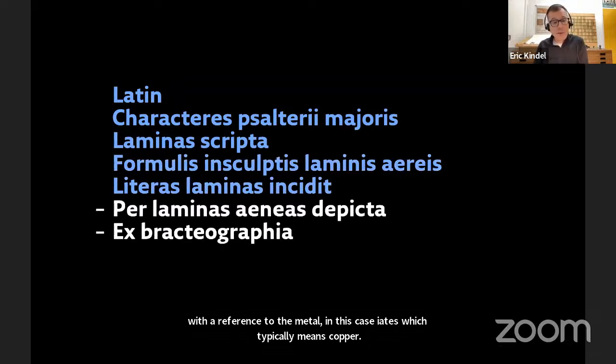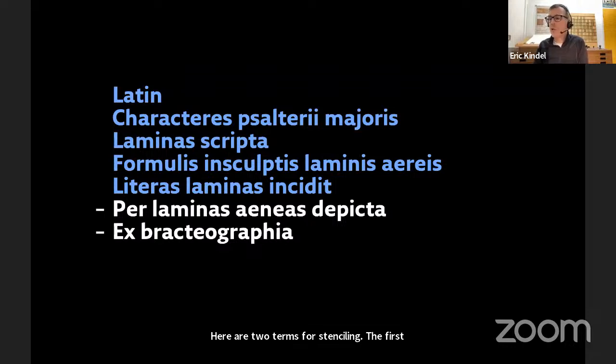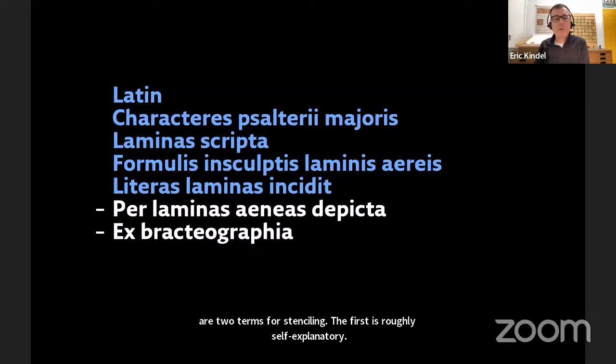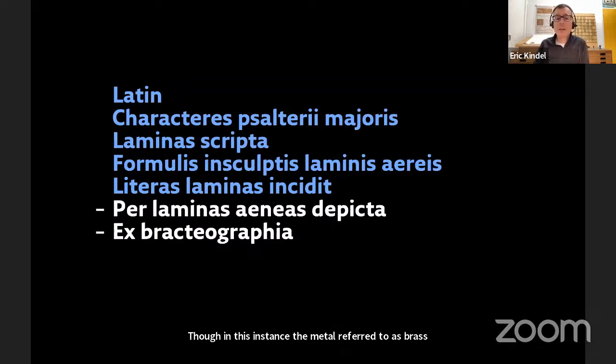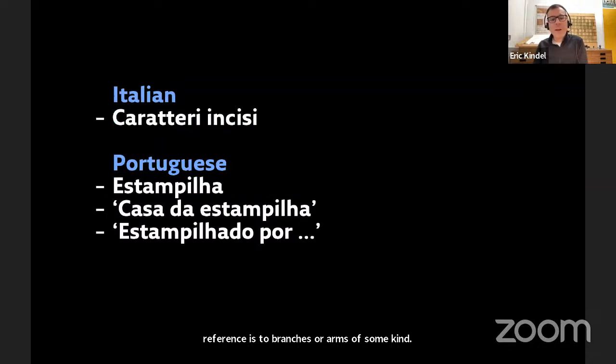Here are two terms for stenciling. The first is roughly self-explanatory, though in this instance, the metal referred to is brass, "aeneas." The second term is a bit less obvious. Presumably, its reference is to branches or arms of some kind, "bracteo," perhaps in an attempt to evoke stencils or their visual effect. And finally, several occurrences in Italian and Portuguese, again, both from the 18th century. The "casa" in the second Portuguese example refers to the room in the former royal palace at Mafra, just outside Lisbon, where stencil books were made.